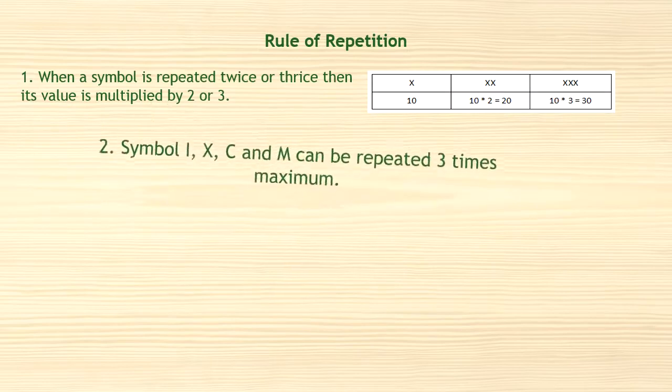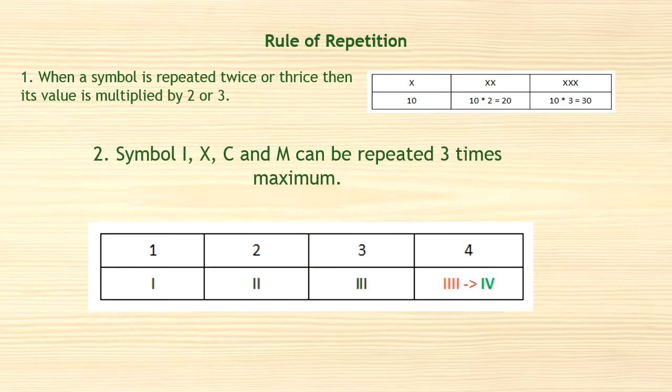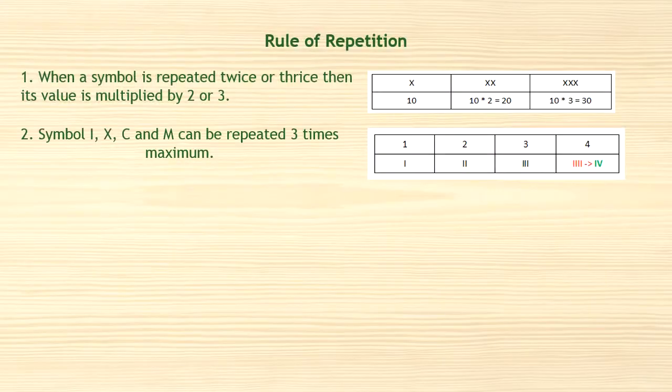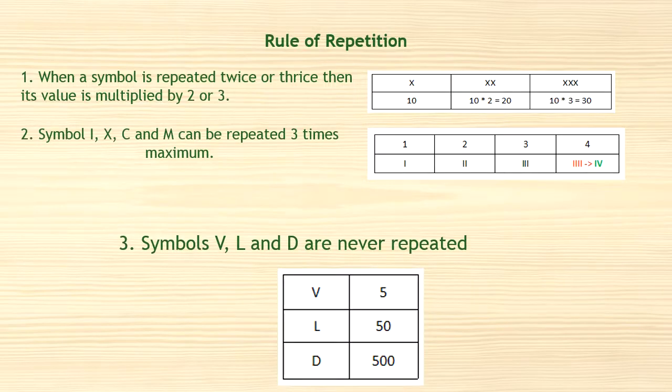Next, symbols I, X, C and M can be repeated only 3 times maximum. Let's see in depth. Take symbol I, which is used for units. I is 1. Then I plus I is 2. I plus I plus I is 3. But not I plus I plus I plus I for 4. It should not be repeated more than 3 times, so it is written as I plus symbol V. Next, the symbols V, L and D are never repeated. That is, symbols for 5, 50 and 500 can't be repeated.